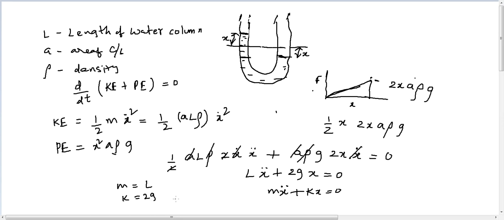So our natural frequency omega n is nothing but square root of k by m, which is the square root of 2g by l radians per second. So this is the natural frequency of this water column.